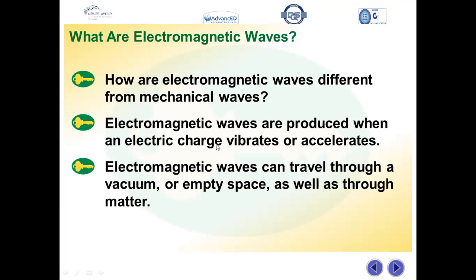Electromagnetic waves are produced when an electric charge vibrates or accelerates. So we have an electric charge, such as an electron. When this electron vibrates, it will produce a field. So the electromagnetic wave is made up of two fields, magnetic field and electric field. The electromagnetic wave is a transverse wave. Electromagnetic waves can travel through vacuum or empty space, as well as through matter.